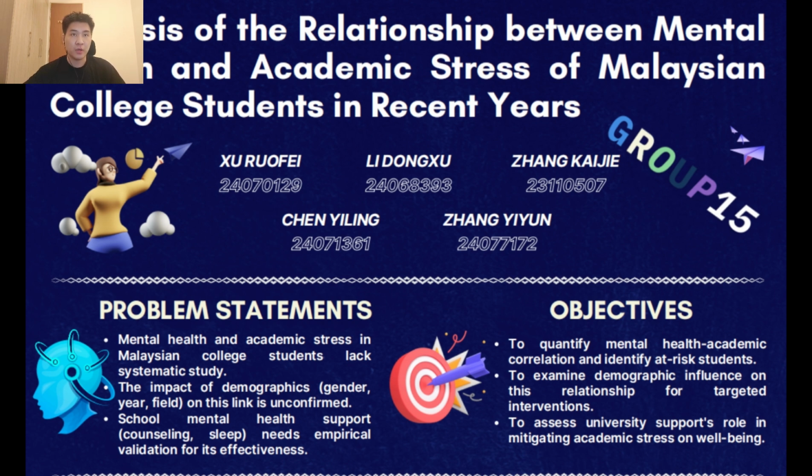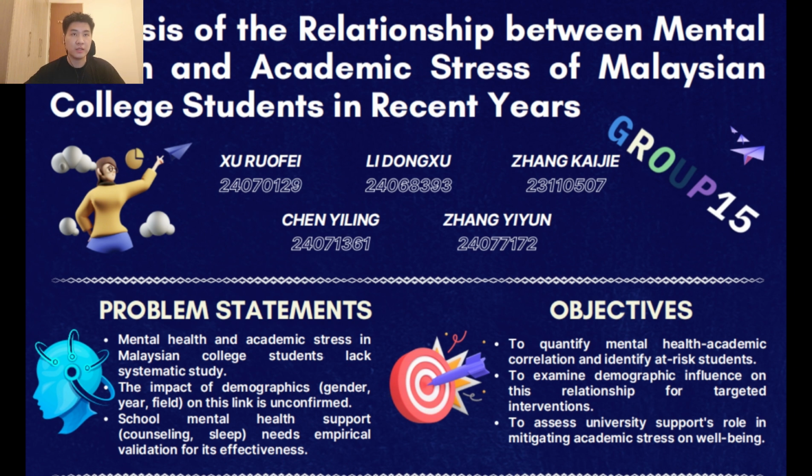The first part is problem statements. Firstly, there is a lack of empirical research on the correlation between mental health problems and academic stress among Malaysian college students. Secondly, the moderating role of demographic factors and the mitigating effect of school support resources still need to be verified. The second part is objectives.